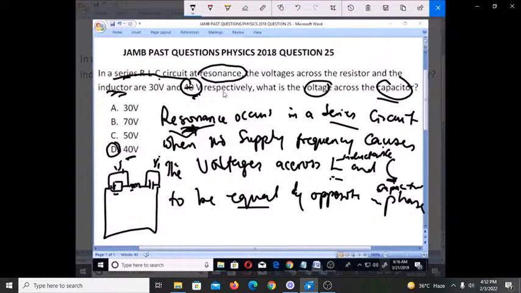Then at resonance, we have what we call minimum impedance. It's also good that you note that at resonance, we have minimum impedance. So the answer is 40 because the voltage at the inductor is also 40. So at resonance, the voltage at the inductor and at the capacitor is the same. So it's 40. And that is the answer.